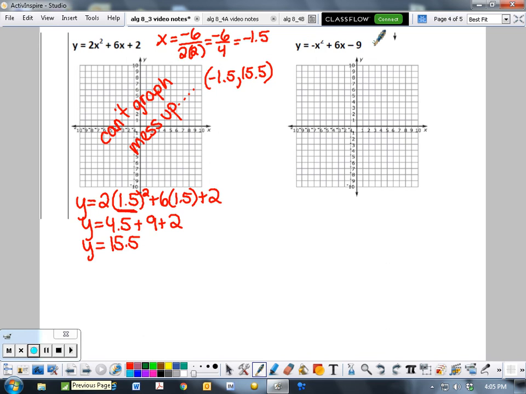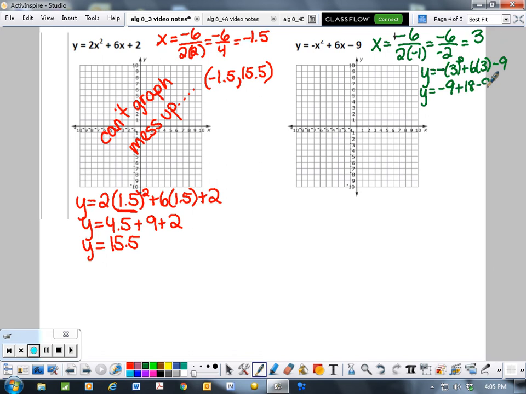So our next one, x equals negative b over 2 times a. So now we get negative 6 over negative 2, which is positive 3. Now that we have the positive 3, we're going to plug that back in. So y equals negative 3 squared plus 6 times 3 minus 9. So we get y equals negative 9, because the negative's on the outside, plus 18 minus 9. So y is 9 minus 9, which is 0. So we have a vertex of 3, 0. There we go, much easier.